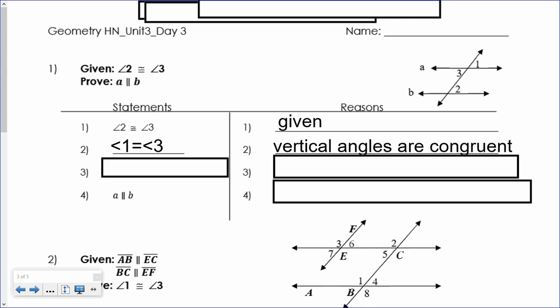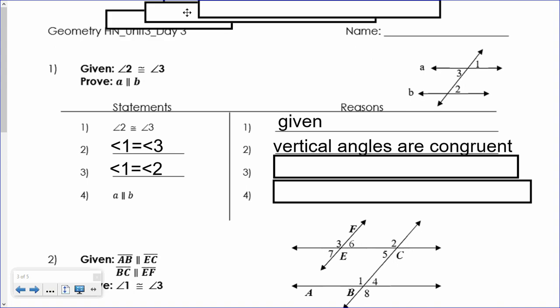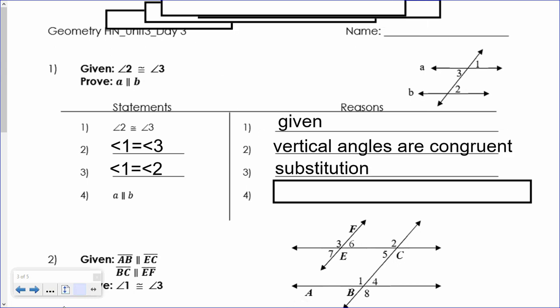Based on those two statements, what's something I could follow up with? You can use these two steps, right? If 2 is equal to 3, listen guys. Hold on. If 2 is equal to 3 and 1 is equal to 3, then 2 is equal to 1. Alright, so remember, if two things are equal to the same thing, then they must be equal to each other. You guys remember what you could write for that? You can write transitive or substitution. I'll accept either.